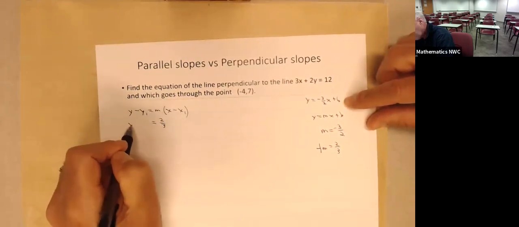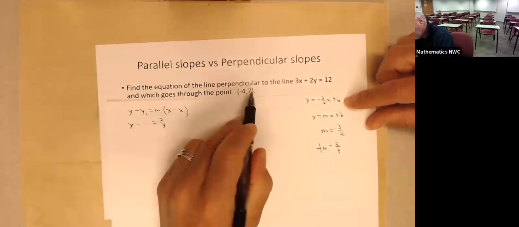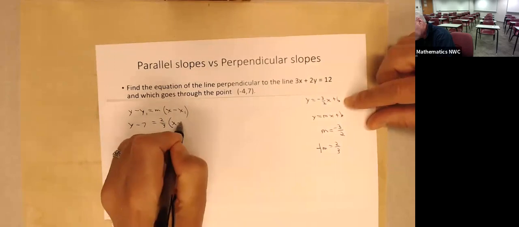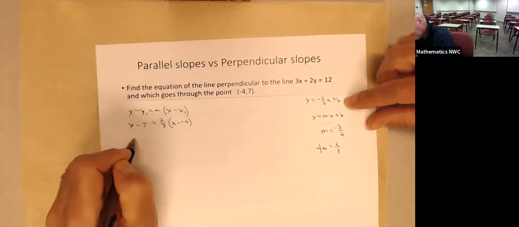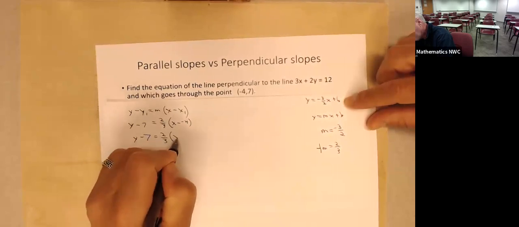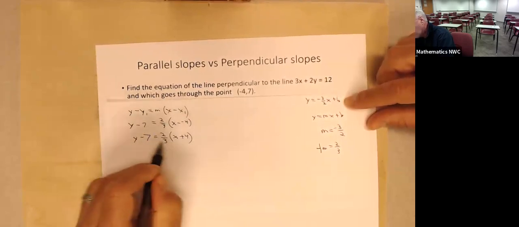That's the number that I'm going to put over here, a positive 2/3. Then I plug in my point. The y is a 7. The x is a -4. Take care of the double negative. And that is one form of my answer.